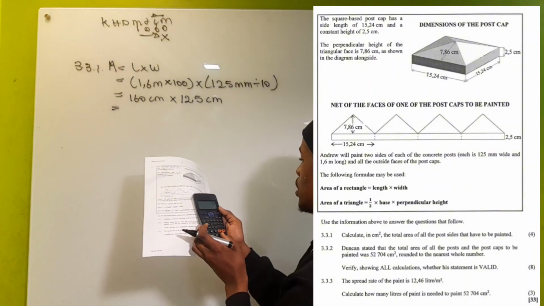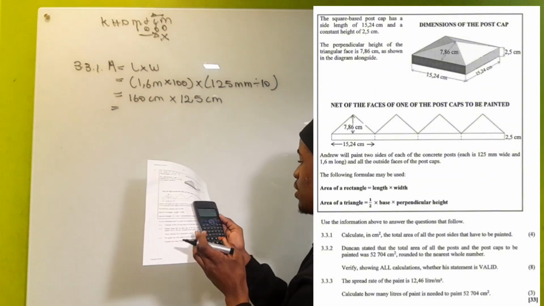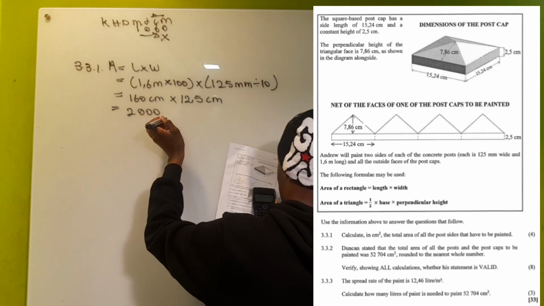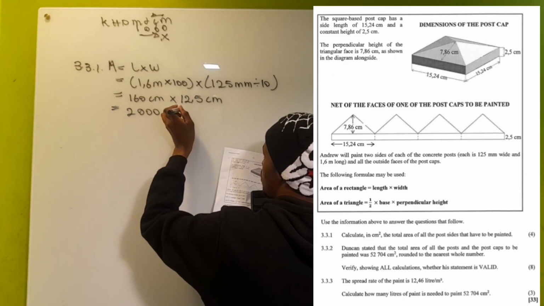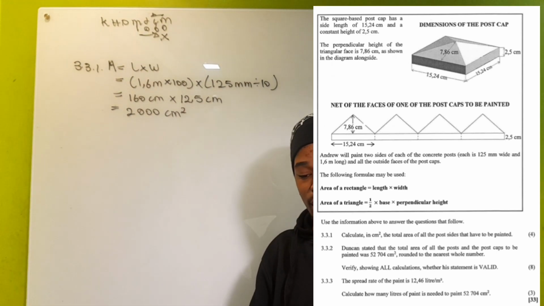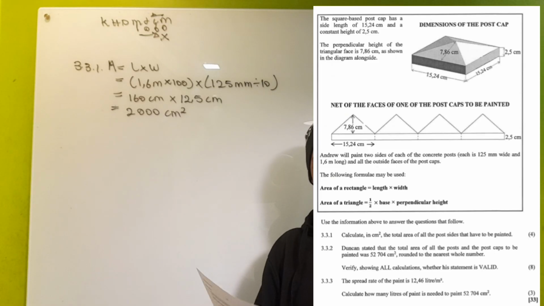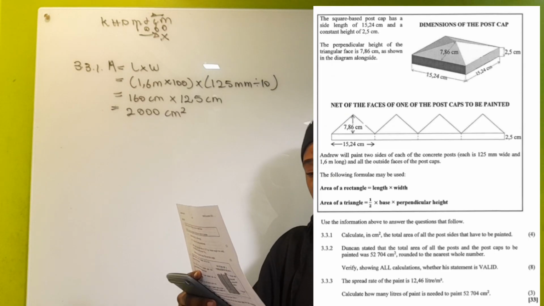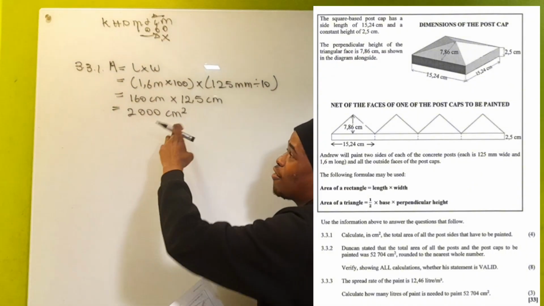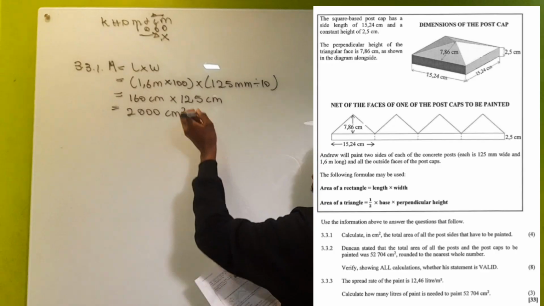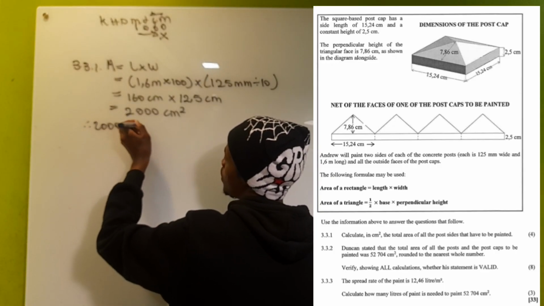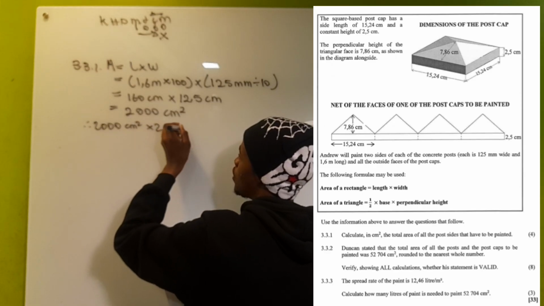So 160 multiplied by 12.5 centimeters gives us a total of 2,000 centimeters squared, right? But we are not done because they told us that only two sides of the post are going to be painted, right? And this is the area for only one side. So we're going to take our area and multiply it by 2. So we're going to say 2000 centimeters squared multiplied by 2 sides.